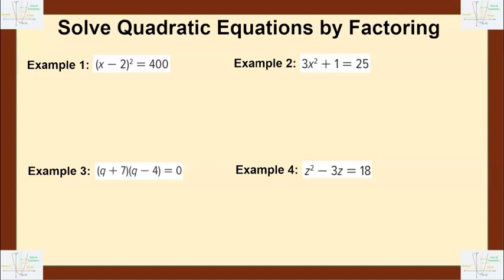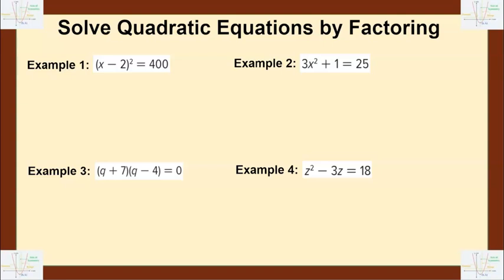In this video, we're going to look at solving a quadratic equation by either factoring or using the square root property. Now, solving a quadratic equation by factoring is just one of many ways of solving a quadratic equation. So we'll look at two different ways of solving this one, both by factoring and using the square root property. So example 1, we have x minus 2 squared equals 400.